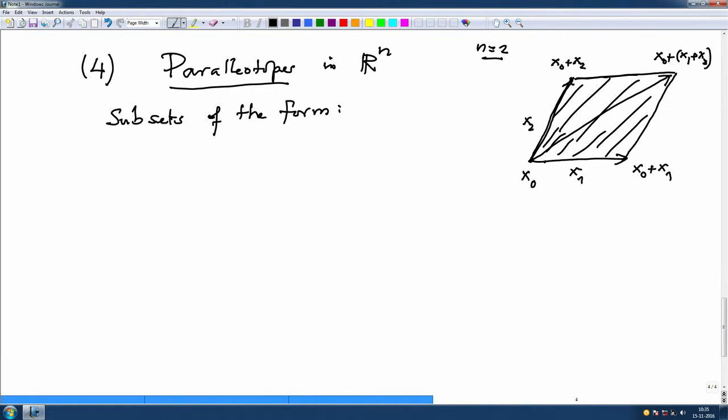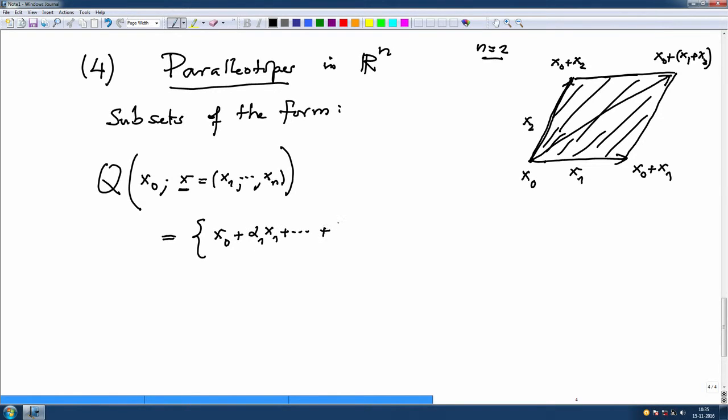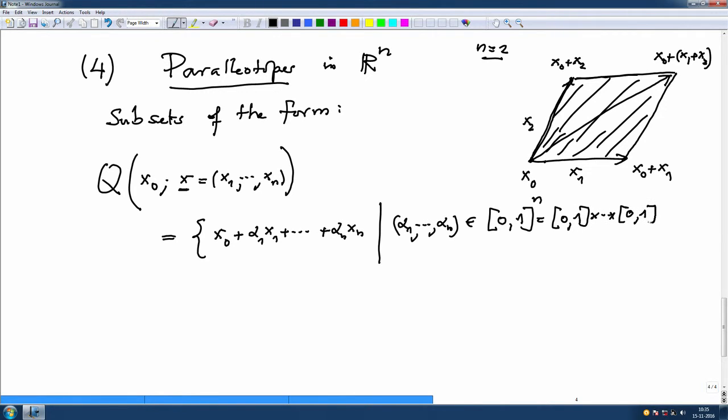So, in a higher dimensional case, it is Q(x0; x), where x is a basis x1 to xn. And this is by definition what? These are all sums like this, x0 plus alpha 1 x1 plus ... plus alpha n xn, where this tuple alpha 1 to alpha n varies in [0,1]^n. Power n means product of [0,1] so many times, n times. This is a parallelogram.